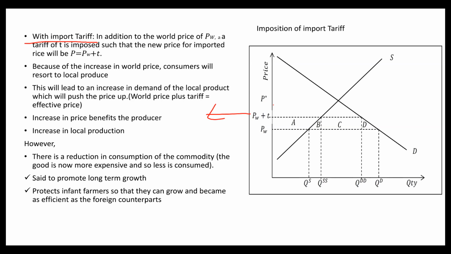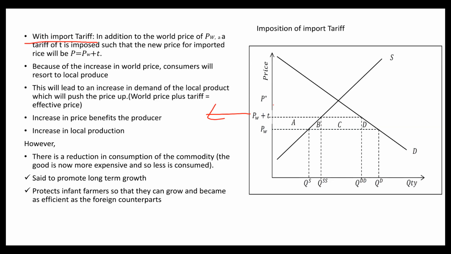This will increase price benefits. The increase in price actually benefits the producers. So this increase will benefit the producers. Okay. The increase in local production will follow. However, there is a reduction in the consumption of the commodity. The good is now more expensive, and so less is consumed. Understand? So the consumption level is reduced now again.